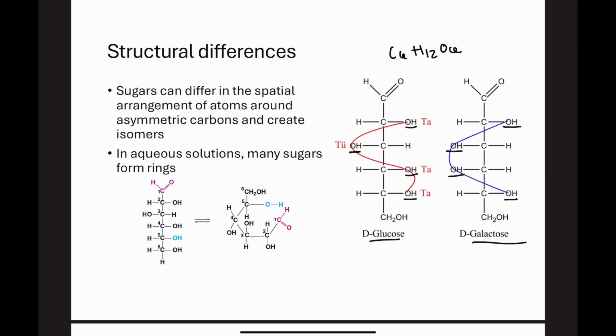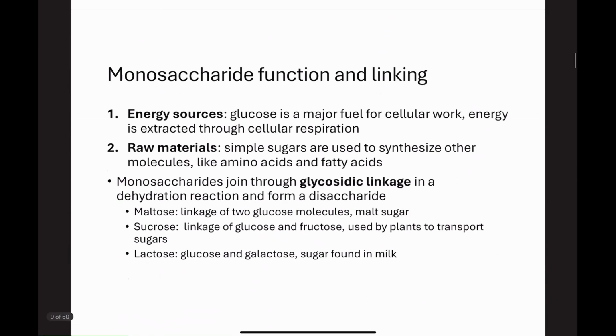Although we normally see our molecules drawn in this linear skeleton, when we have our molecules in aqueous solutions, they form rings a lot of the time. This is what the ring conformation would look like. And this is glucose because we see that we have 4 hydroxyls on the right and 1 on the left.